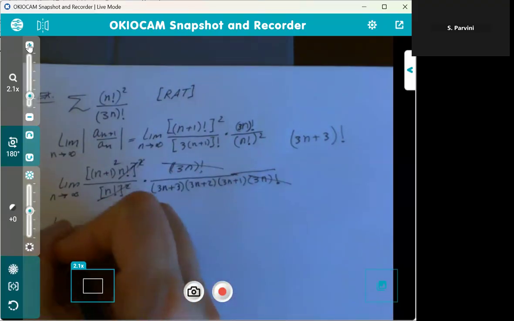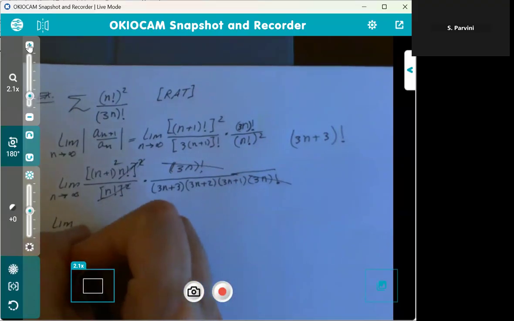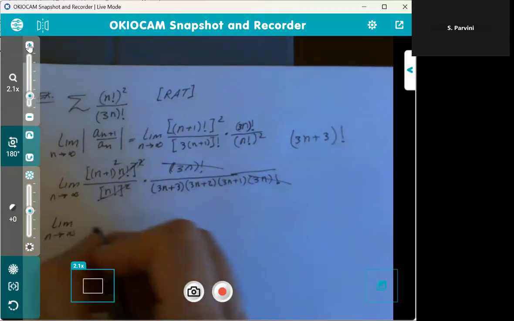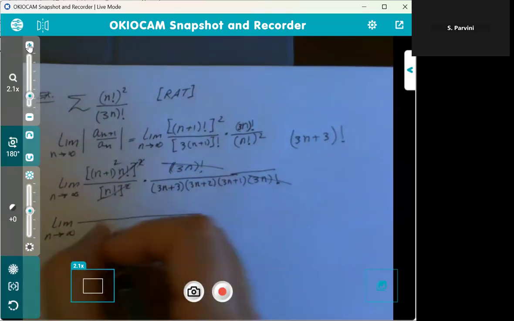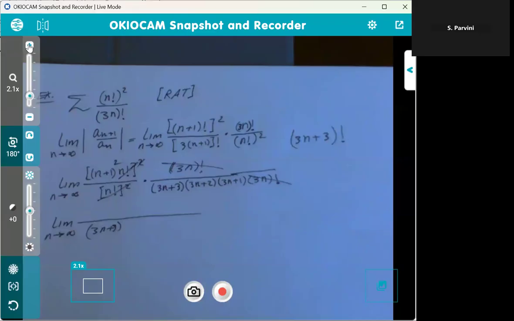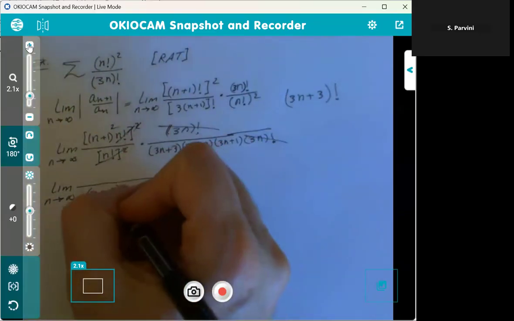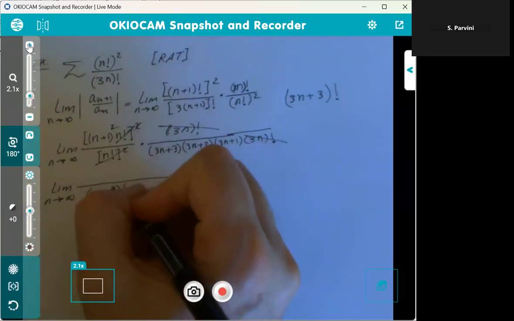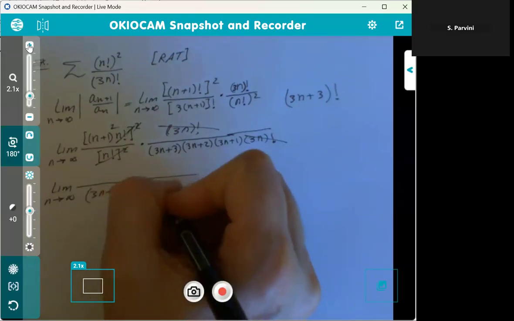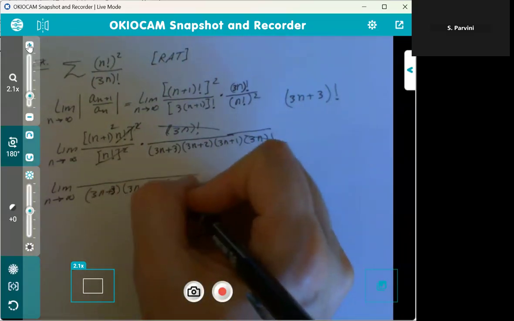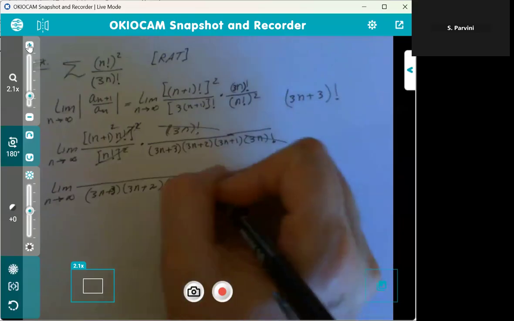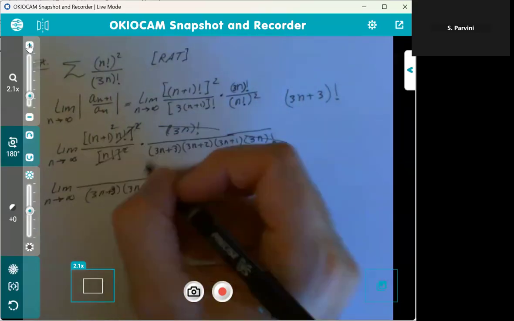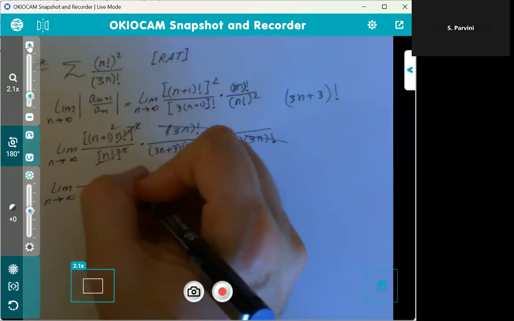So this is simply the limit as n goes to infinity of, in the denominator, we have 3n+3. And what else do we have? We have 3n+2, and we have 3n+1. And that's it. In the numerator, we have (n+1) squared.